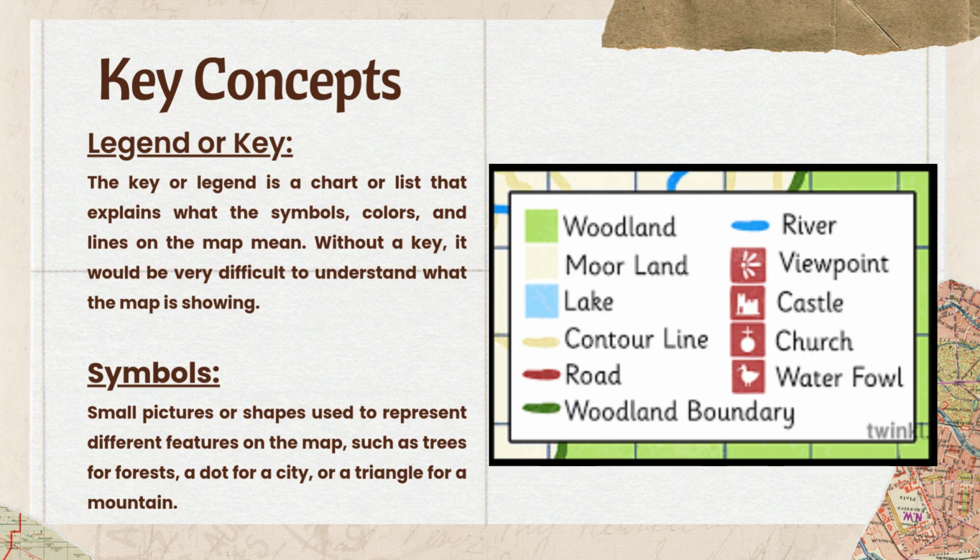As seen in the key next to us, we can see that the green is a woodland area, the lake is a blue area, the moorland is a white area. Then we can also see the viewpoints, the castles, the church, and the different symbols that are used to represent them in this key and legend.